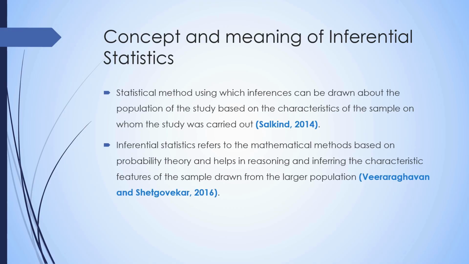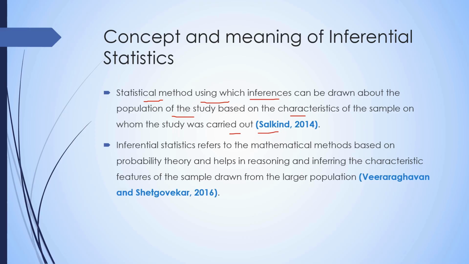Continuing with the concept and meaning of inferential statistics, we have a couple of textbook definitions of inferential statistics here. In case you get a question asking the definition of inferential statistics, it would be better if you can quote any of these textbook definitions. The first one we have by Salkind 2014. What does he say? He says it's a statistical method using which inferences can be drawn about the population of the study based on the characteristics of the sample on whom the study was carried out.